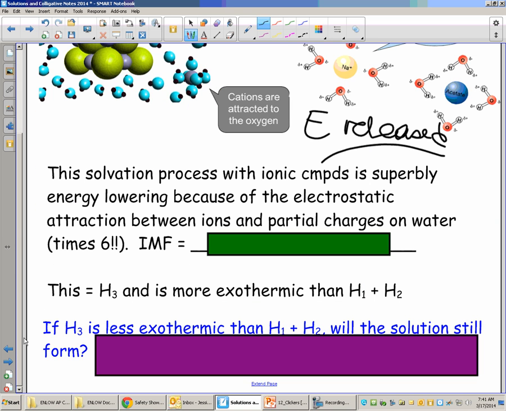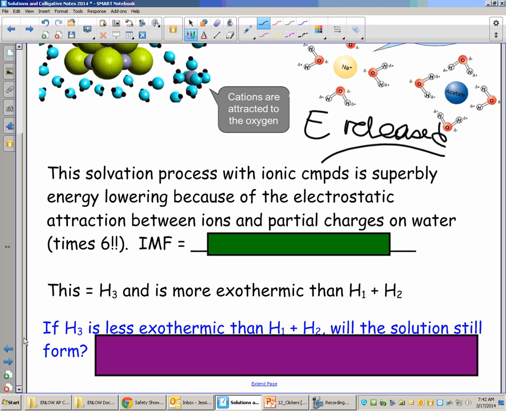All right, and then let's fill in the blank here. This solvation process occurs with ionic compounds is superbly energy lowering because of the electrostatic attraction between ions and partial charges of water. Most of the time, there's 6 of them that surround it because of lattice. Let's look at this one in the middle. This gray one in the middle. It's got 1, 2, 3, 4, 5. Usually it's 6 ions around it. This is not a good lattice, but it has 6 ions that can surround it. So what is the IMF there?